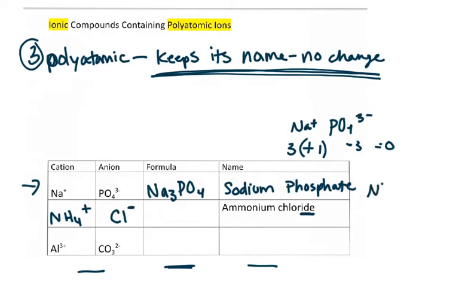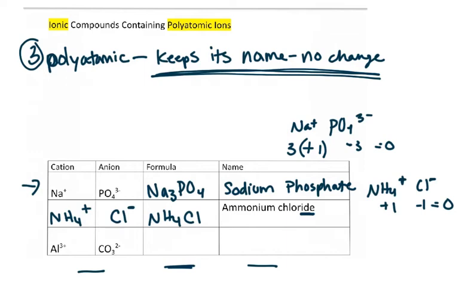So just writing this off to the side, I have NH4 with a +1 charge and chlorine with a -1 charge. So I have +1 and -1, that equals 0. Therefore, I just need 1 of each. So NH4, I need 1 of those, and chlorine, I need 1 of those. So there's my formula for ammonium chloride.